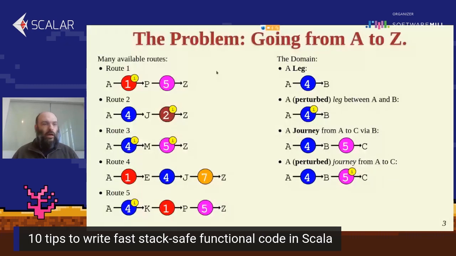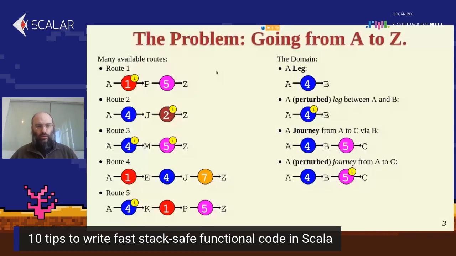It's kind of the same thing as a subway or any public transportation system. The problem is we have many routes, and you can take a line from somewhere to somewhere, but all the routes don't go from the same departure to the same arrival. Like if you take line 4 in route 2 and 3, in route 2 it goes from A to J, and in route 3 it goes from A to M. The problem is there are some perturbations on the route.